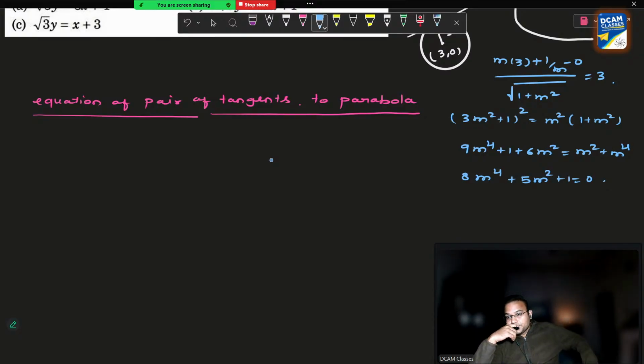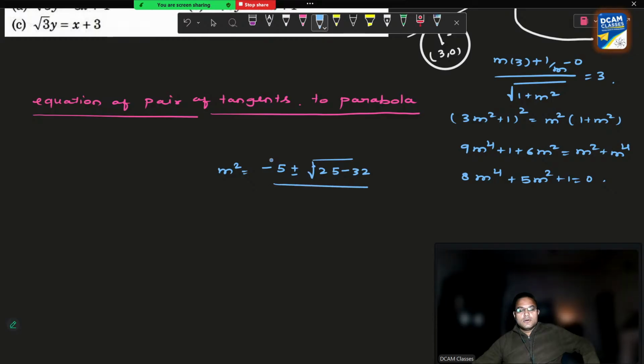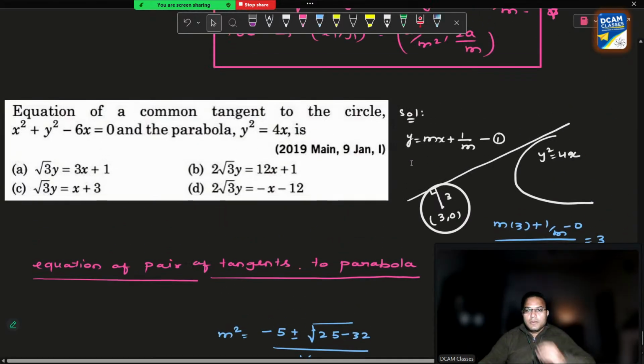Roots you will get is, we are getting imaginary roots. How? There's some problem in this.